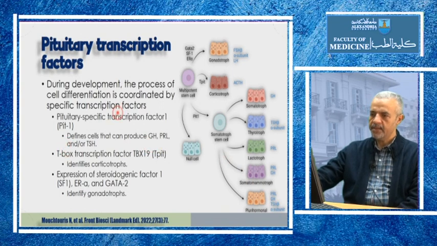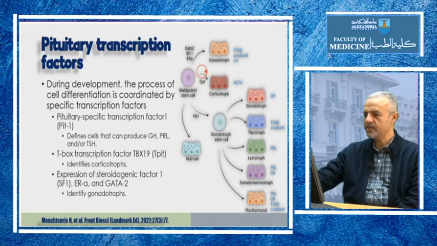The second transcription factor is the T-box transcription factor, TBET for short, and this identifies cells capable of differentiating into corticotrophs. With the presence of TBET, the multipotential stem cell differentiates into corticotrophs capable of secreting ACTH. And finally, the steroidogenic factor 1, SF1 for short, is capable of differentiating this multipotential cell into gonadotrophs, which are capable of secreting both FSH and LH.